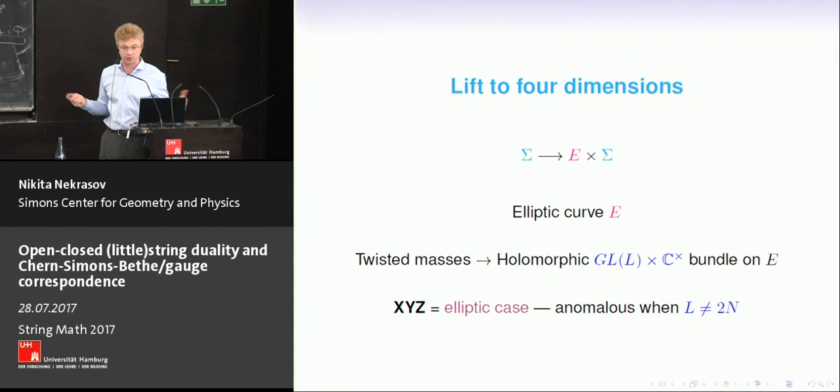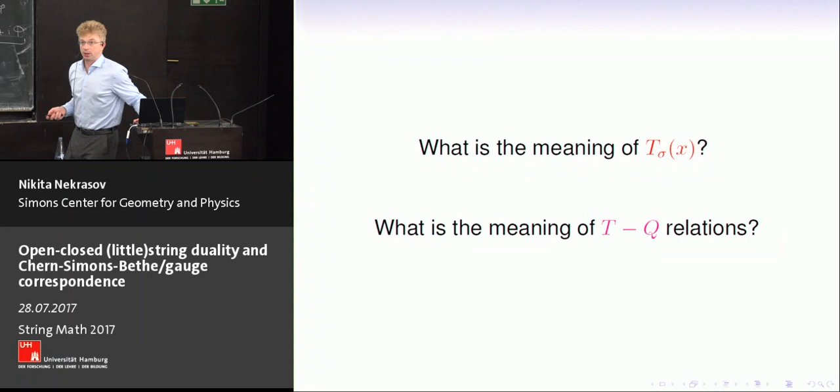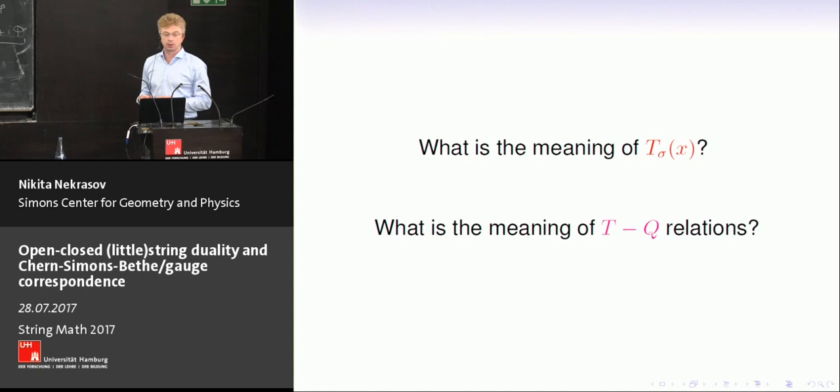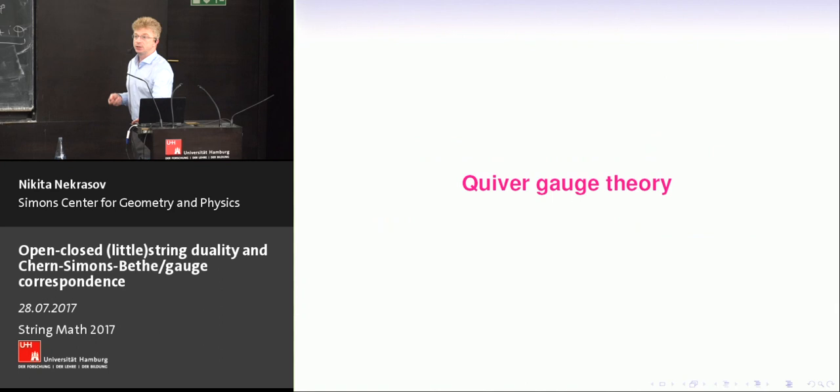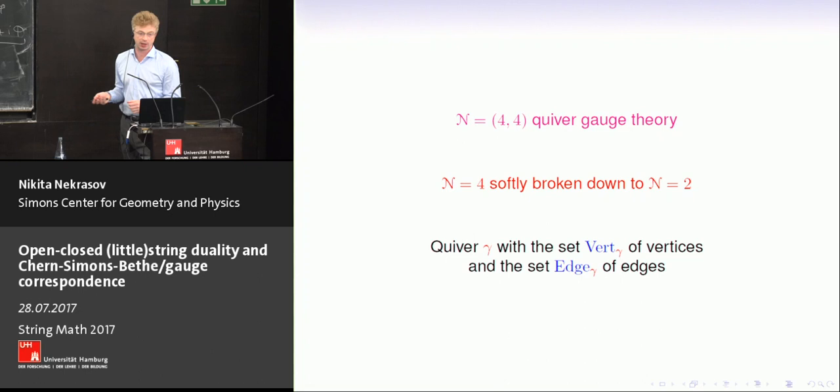Okay, so the question which was not understood until very recently was, what is the gauge theory meaning of T, of the transfer matrix eigenvalues? And what is the meaning of the TQ relations? So instead of answering this question right away, I will now generalize, first of all. We'll consider more general gauge theories, the so-called quiver gauge theories.